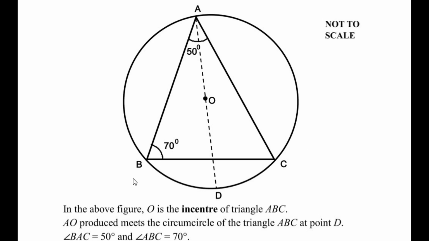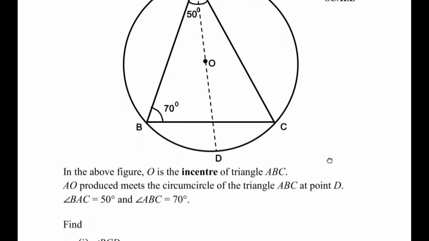In this video we are going to solve an example from circles. In the above figure, O is the incenter of the triangle ABC. AO produced meets the circumcircle of the triangle ABC at point D. Angle BAC is given as 50 degrees and angle ABC is given as 70 degrees.